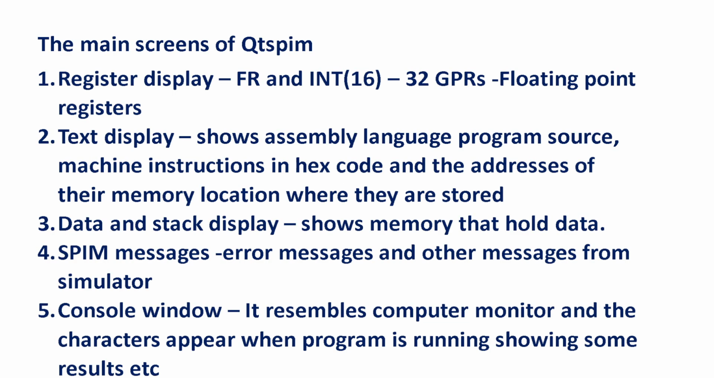The QtSPIM has five main screens. They are the register display, which consists of floating point registers as well as integer registers. So in total we have 32 GPRs, that is general purpose registers, and the floating point registers. And then the second display is the text display, which shows the assembly language program source code, the machine instructions in hex code, and the addresses of the memory locations where they are stored.